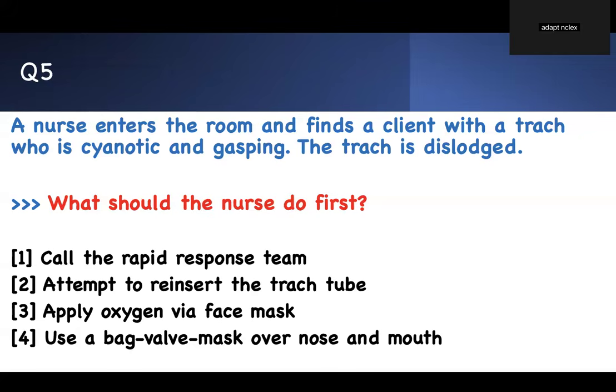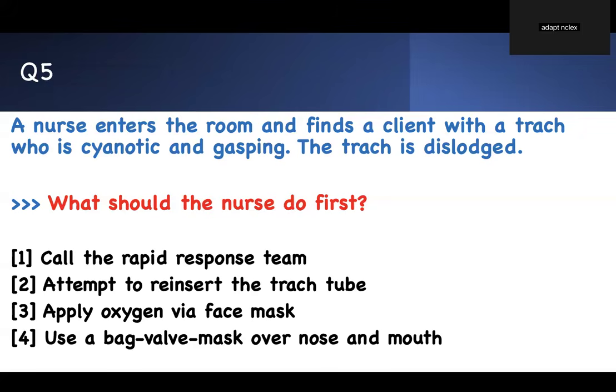Attempting to reinsert the trach tube is the trap. I never gave you how many days the trach has been there. If it's less than 7 days, then yeah, you should not put it back. More than 7 days, you can put it back. There's nothing in the question telling you. Don't make up things in the question. I intentionally omitted it. What would you do? Don't put it back, because you don't know how long it has been there.